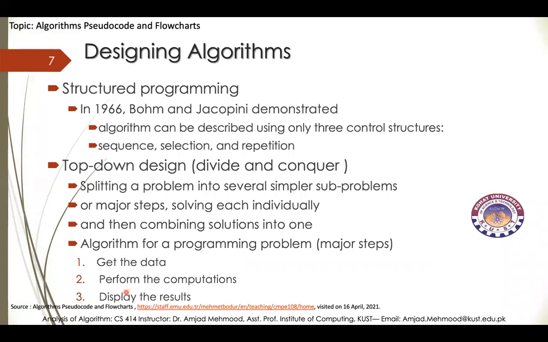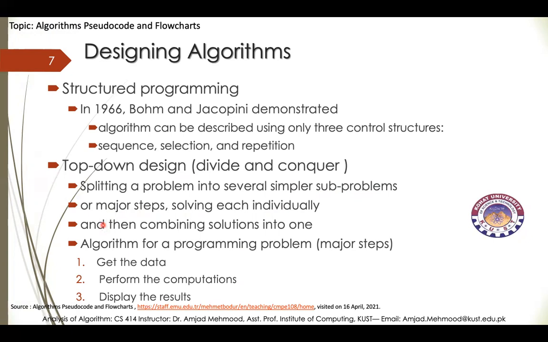Now, designing algorithm. Structured programming: in 1966, Bohm and Jacopini demonstrated that an algorithm can be described using only three control structures: sequence, selection, and repetition. These are the three important ingredients of structured programming. Top-down design, or divide and conquer, means splitting a problem into several simpler subprograms, solving each major step individually and then combining the solutions into one.